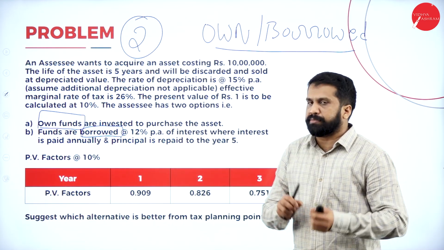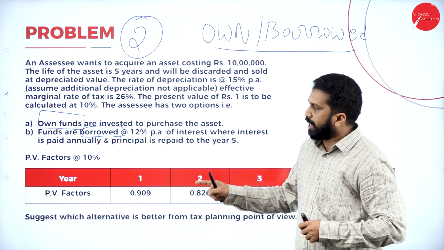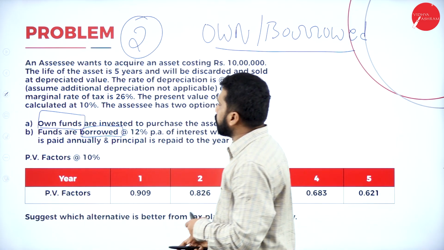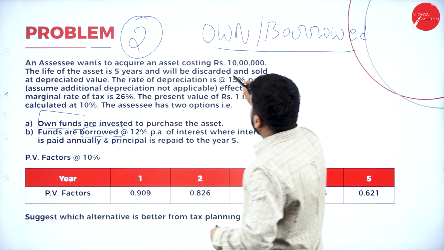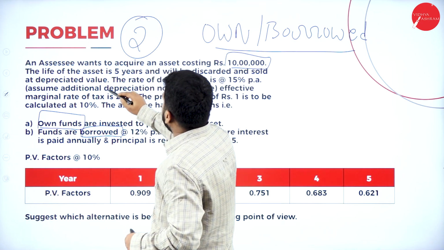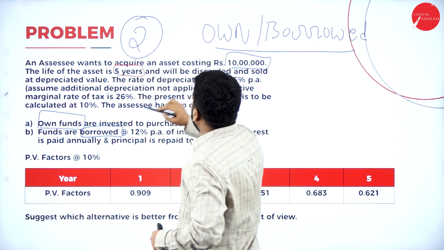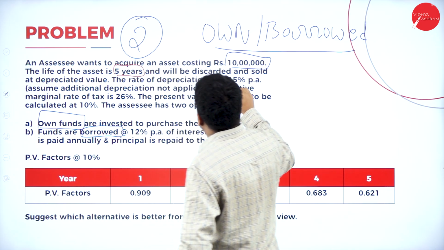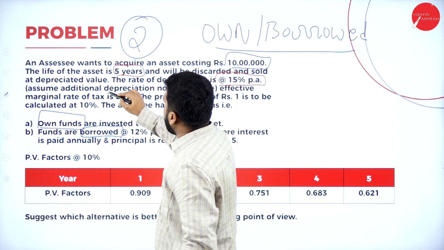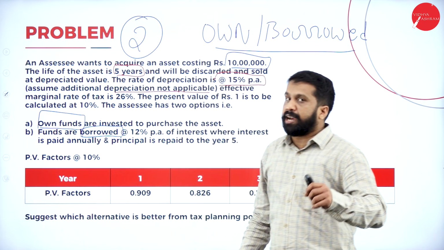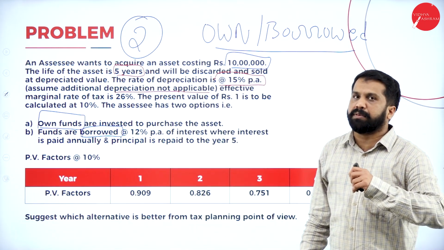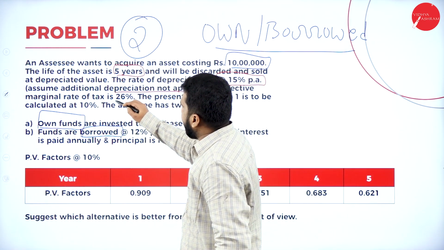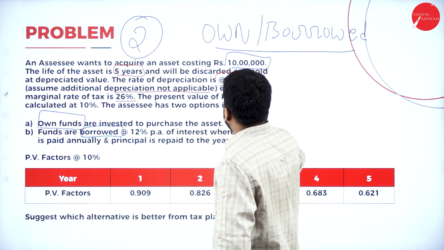I won't take much time, I'll just explain to you. All the answers, calculation, everything is on the screen or on the slide. Please work it out at home. Now, the company wants to acquire an asset costing rupees 10 lakh. The life of the asset is 5 years and it will be discarded and sold at depreciable value. The rate of depreciation is 15%. Assume additional depreciation not applicable. If they have clearly given that additional depreciation is not applicable, don't consider additional depreciation. Effective marginal rate of tax is 26%. The present value of rupees is 1.